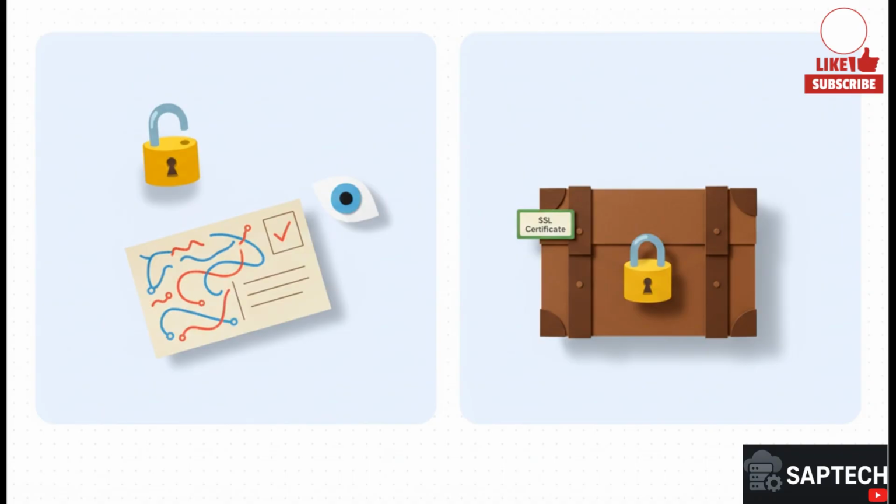Over on the left, you have plain old HTTP. Think of that like sending a postcard. Seriously, anyone who gets their hands on it along the way can read the entire message. But on the right, you've got HTTPS. That S stands for secure, and it changes everything. This is like sending your message in a locked steel box. It's encrypted, it's trusted, and it's all thanks to a digital certificate.